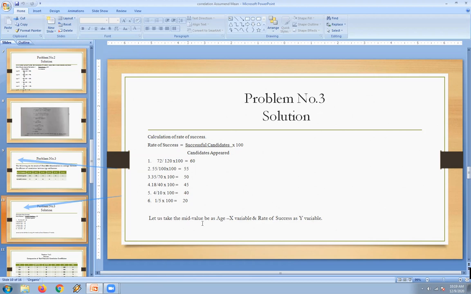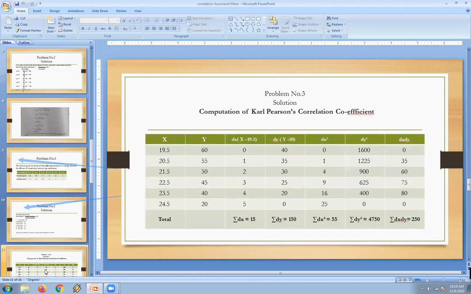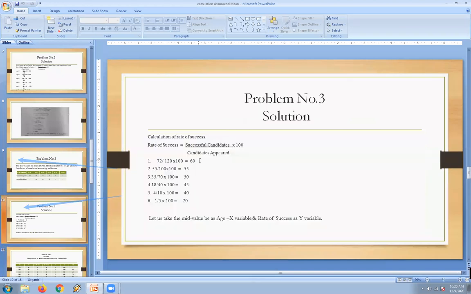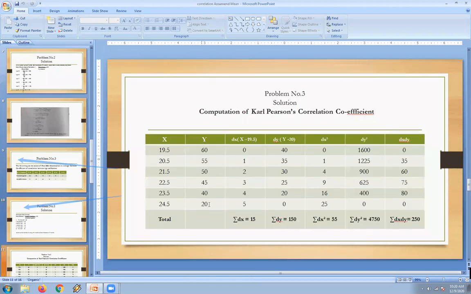So we have taken the mid value as the x variable and the rate of success as the y variable. Let us substitute the x values, the mid values we calculated: 19.5, 20.5, 21.5, 22.5, 23.5 and 24.5. In the case of y also, we substitute the rate of success calculated on the previous slide: 60, 55, 50, 45, 40 and 20.